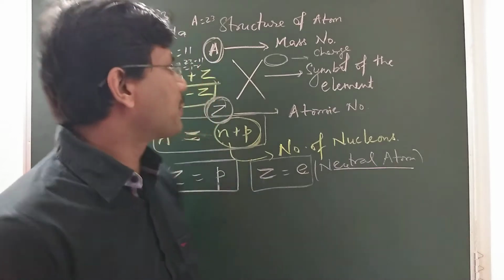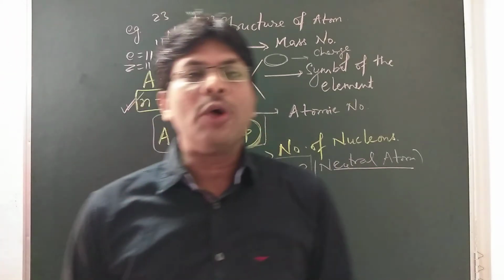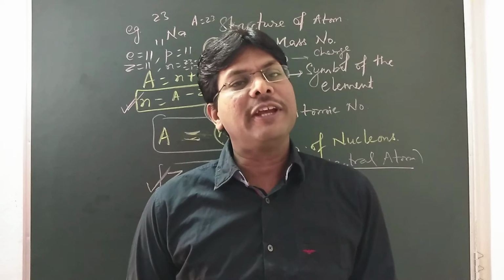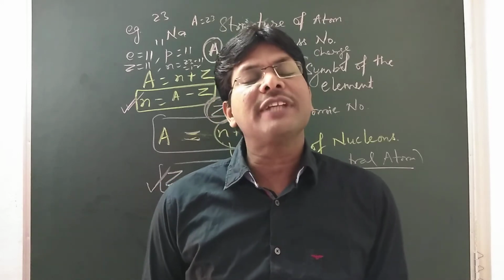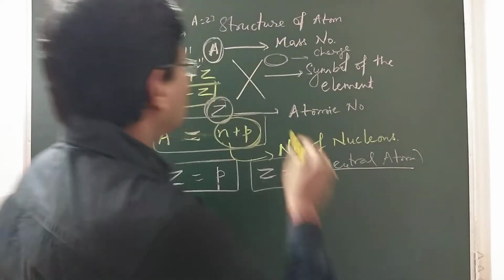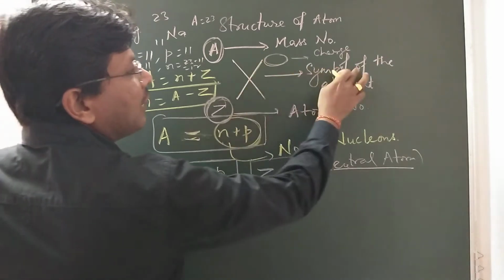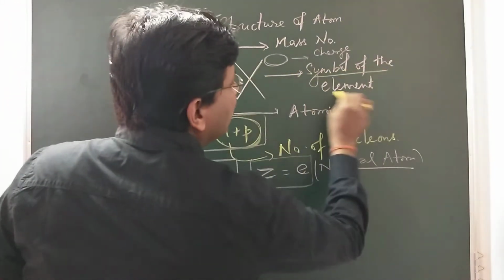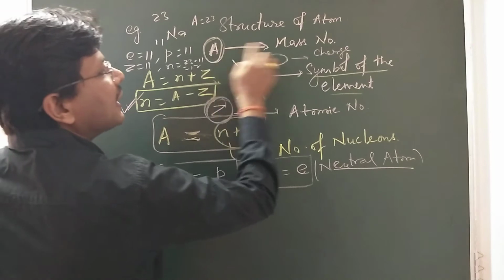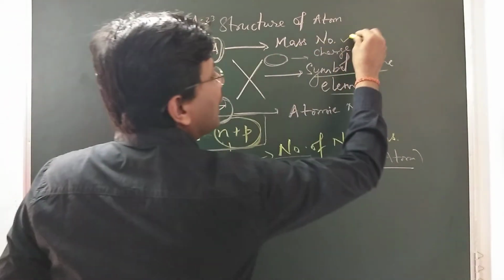Hello students. Today I will be discussing how to count the number of electrons, protons, and neutrons in a given species, that means atoms, ions, etc. Suppose X is the symbol of an element. At the top position, A is written. A is the mass number.